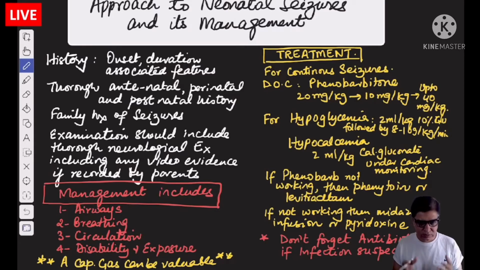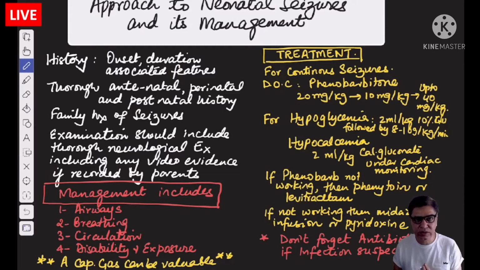After that, while you're doing D, when you are checking glucose, it's better to take a cap gas, because cap gas is a very simple and quick method of giving you some important clues as far as etiology is concerned. It is very good at least for excluding hypoglycemia, hypocalcemia, and hyponatremia as a cause of neonatal seizures. It can also give you a picture of the acid-base balance.